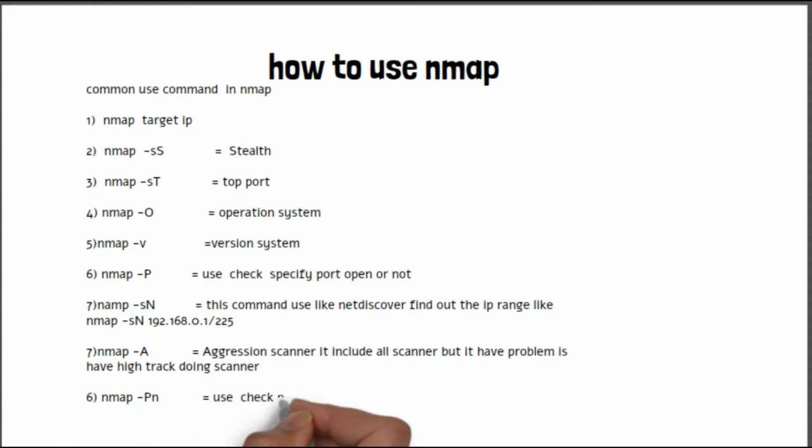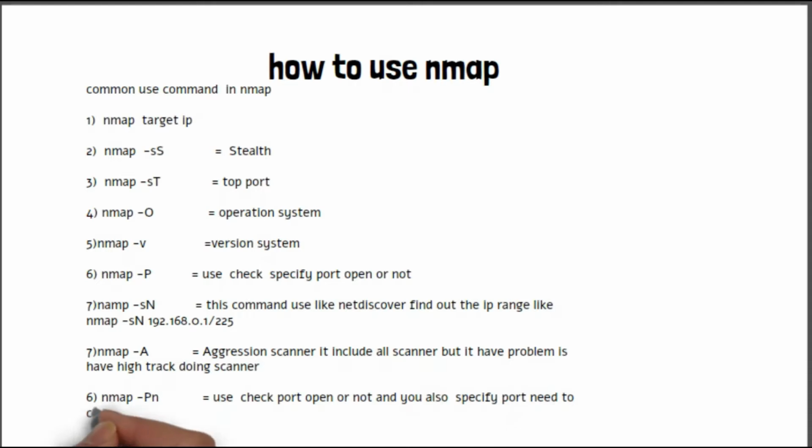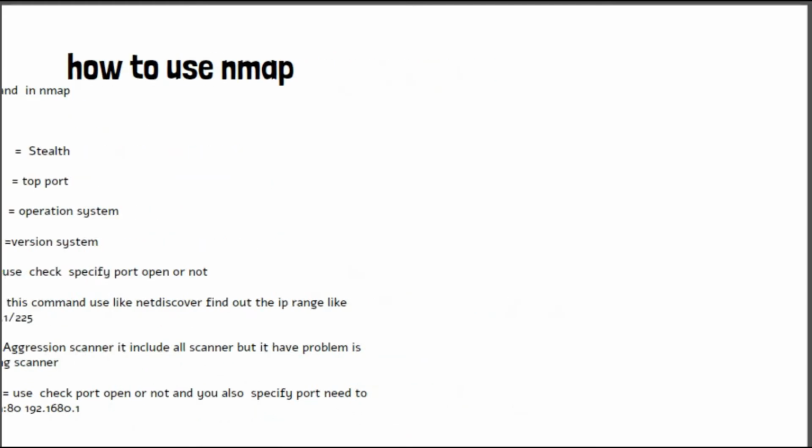Number 6, -Pn means checking the closed ports in the system, like an identification, or you can specify any type of ports you want to check is open or not. It's like nmap -p, checking the ports.